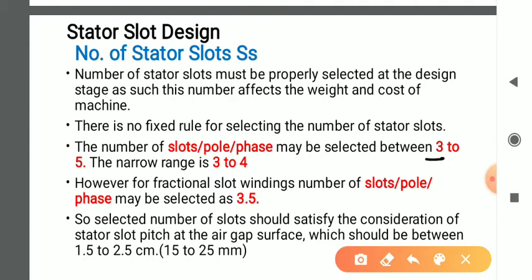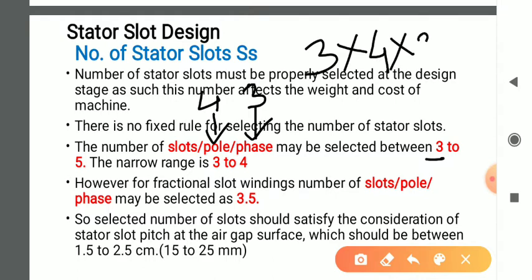Suppose you want to design a machine for 4 poles and 3 phases. How many slots are required? If you take 3 slots per pole per phase, it means for one pole, one phase, 3 slots are required. So 3 into 4 for 4 poles, into 3 for 3 phases. If you calculate this, you will get 36 slots.